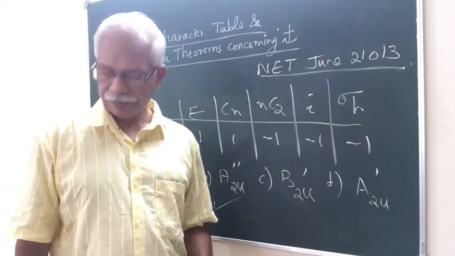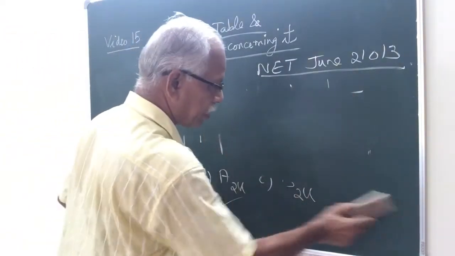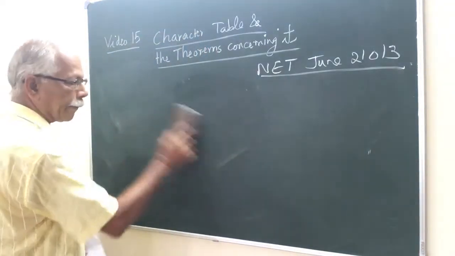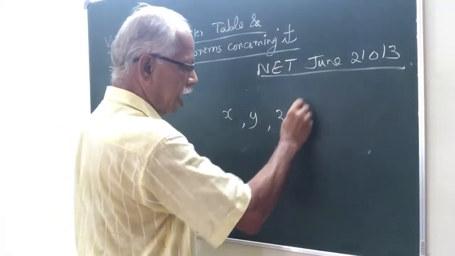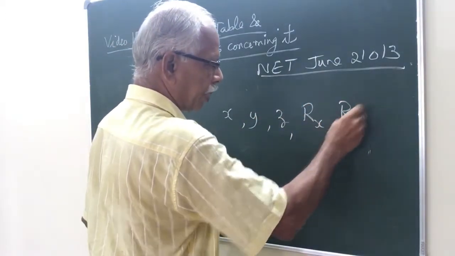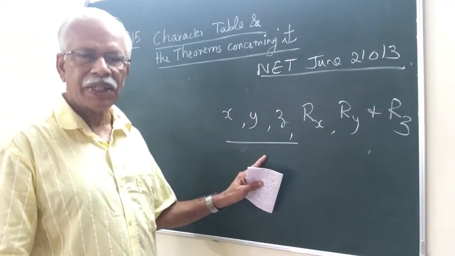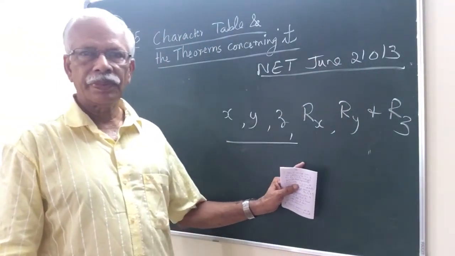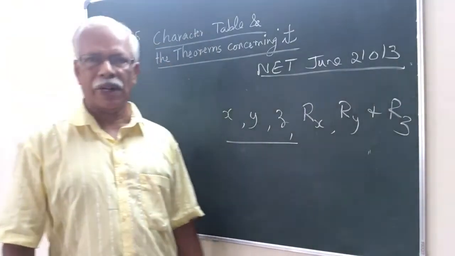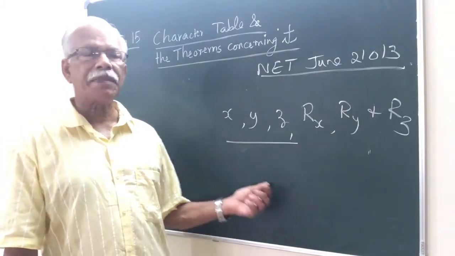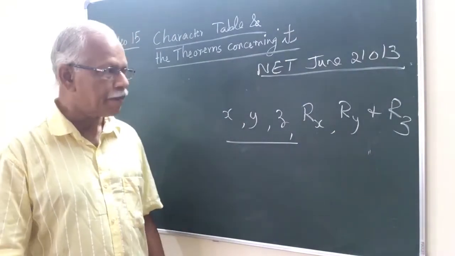Area 3 always contains 6 notations. These are x, y, z, Rx, Ry, and Rz. x, y, z are the Cartesian coordinates, or any function or vector component or orbital described in terms of Cartesian coordinates x, y, and z.